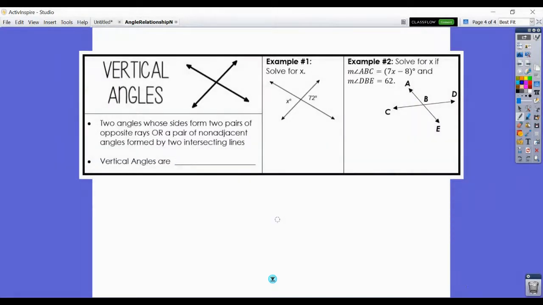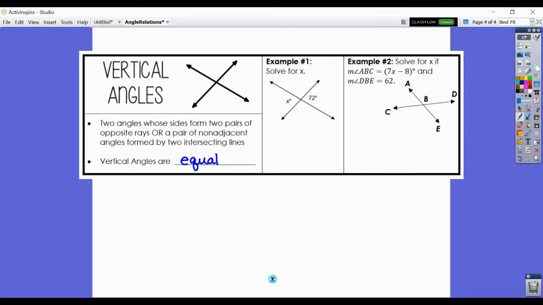Our last angle relationship for today is vertical angles. Vertical angles are two angles whose sides form two pairs of opposite rays, or a pair of non-adjacent angles formed by two intersecting lines. The most important thing is our vertical angles are going to be equal in measure. They're going to be equal in measure.